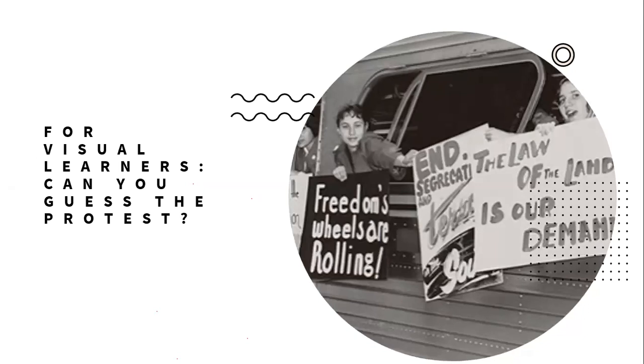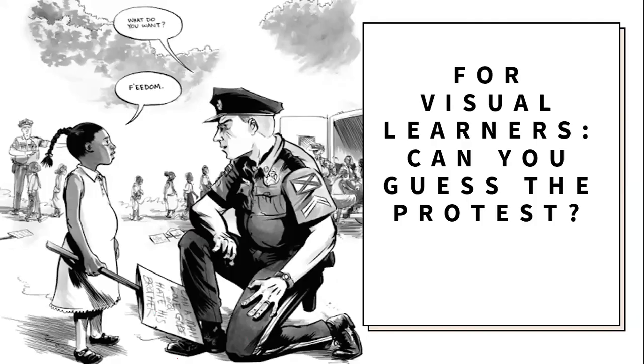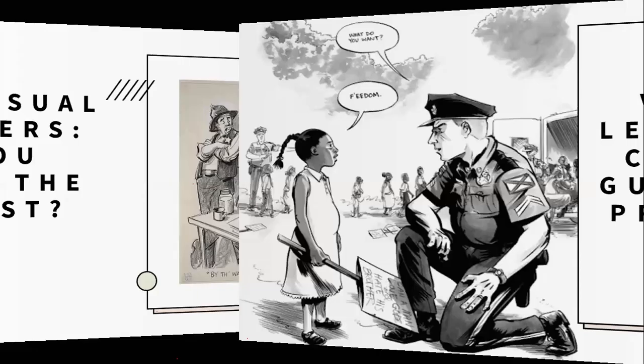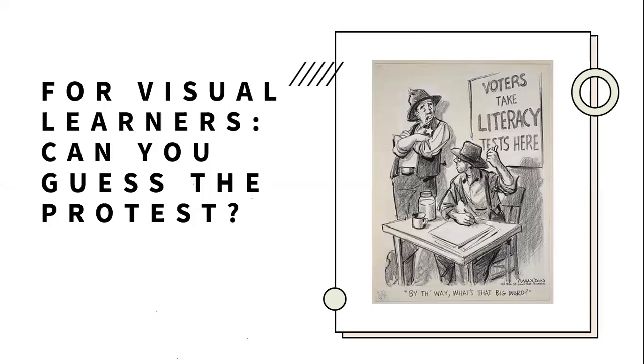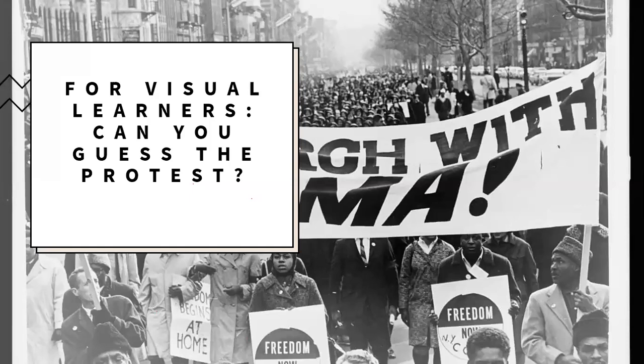The next one, you can see people saying freedom's wheels are rolling in segregation. The law of the land is our demand. So we can tell that this is not the bus boycotts, it's the Freedom Rides. Here we've got a little girl and she's busy protesting, and the police officer is asking her, what do you want? And she says, freedom. Which protest is this? When do we mention children? Birmingham. So this is Birmingham. This one with voter literacy tests, Freedom Summer. Then we march with Selma. If you watched it on Sunday, I think it came on ETV, the Selma movie. For visual learners, can you guess the protest? It's the march from Selma to Montgomery.